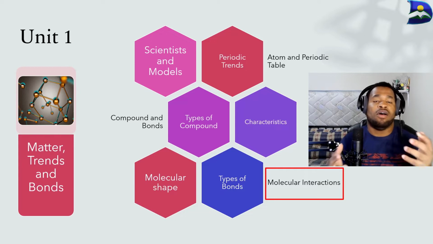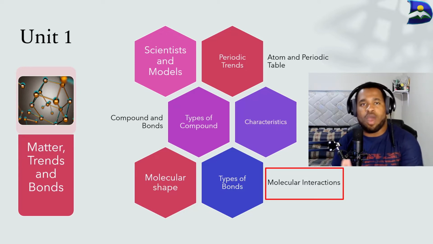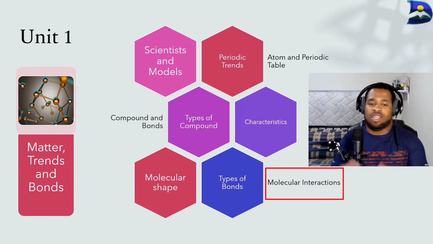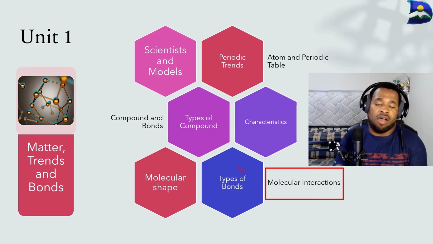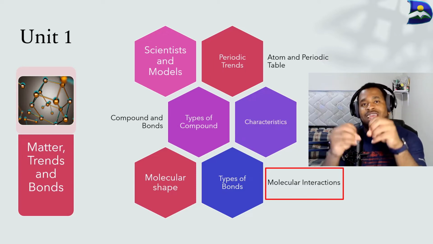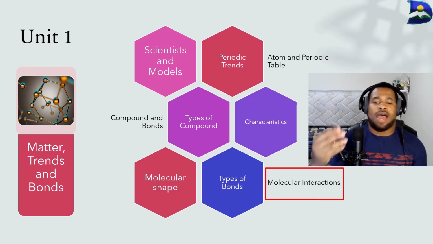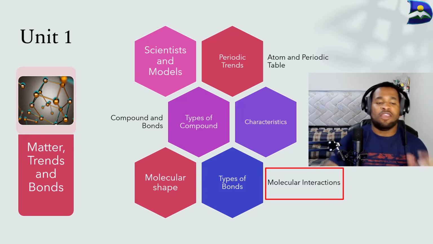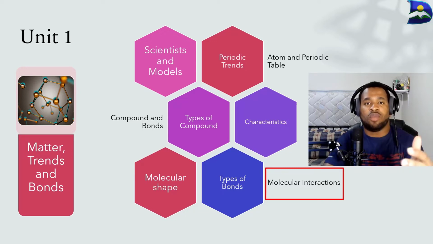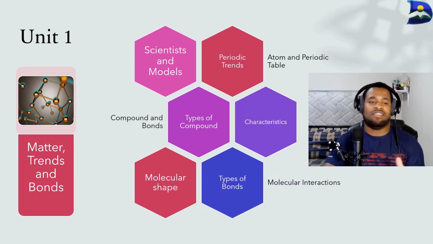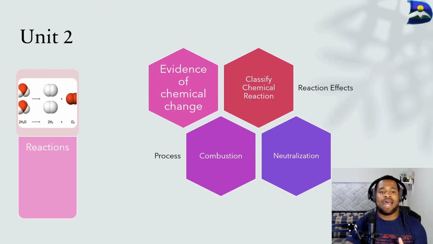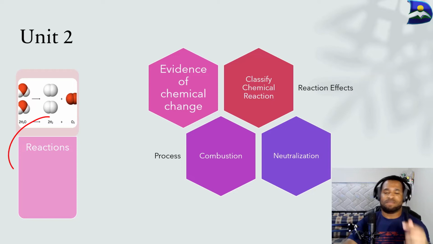What are the things that will influence the interaction? We're looking at the molecular shape, and we're also looking at the specific type of bonds that exist within a molecule, and this will also be instrumental when we are done with this chapter and we're moving on to the next unit. And the next unit we're going to be looking at is reactions.